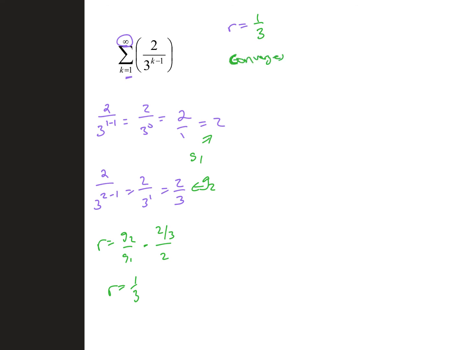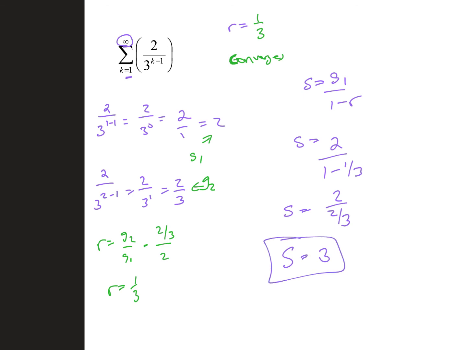That's a C. So my formula here, I'm going to use S is equal to G sub 1 over 1 minus R. So we found our G sub 1 was 2. 1 minus 1/3. So I got 2 over 2/3. So my sum here is just 3. And we are good to go.